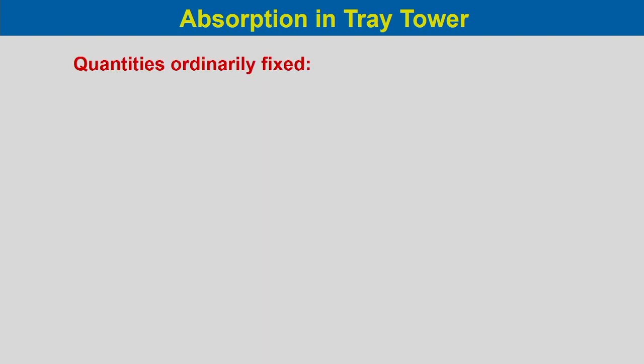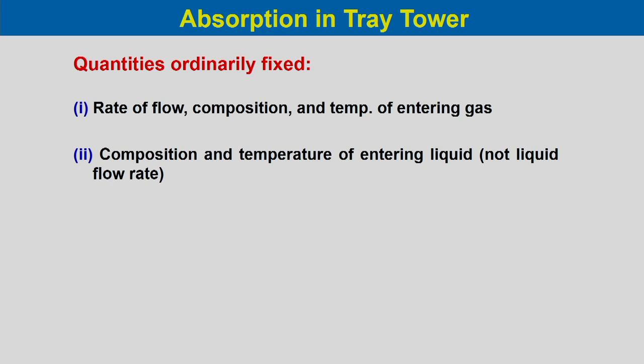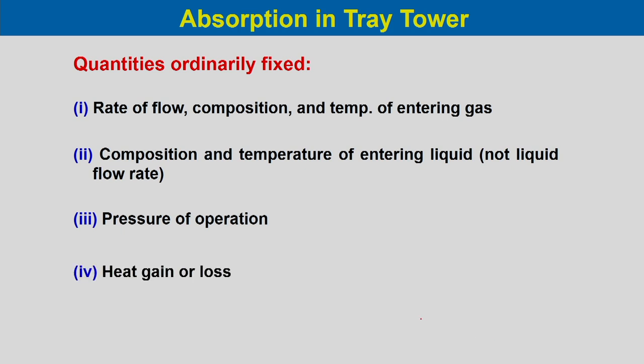The quantities which are generally fixed for this design are the rate of flow, composition and temperature of the entering gas. The second thing which is fixed is the composition and temperature of the entering liquid, not the liquid flow rate. Also fixed are the pressure of operation at which it will be operated and the heat gain or loss.